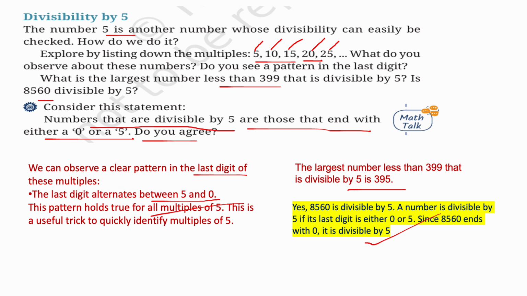Do you agree? Yes. This is very important. This is a rule of divisibility by 5. Numbers that are divisible by 5 are those that end with either a 0 or a 5. You just look at the last digit of the number. If it is either 0 or 5, then it is divisible by 5.